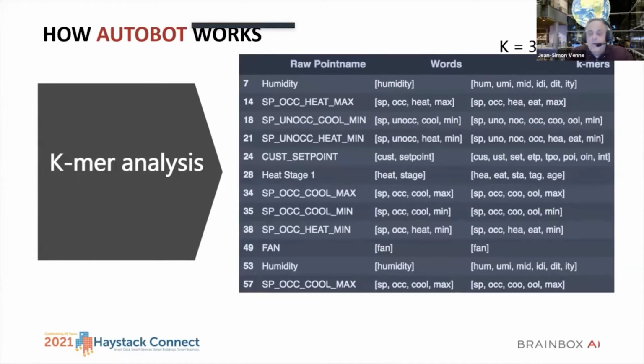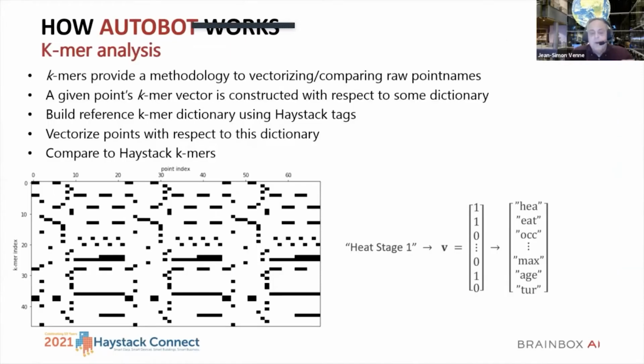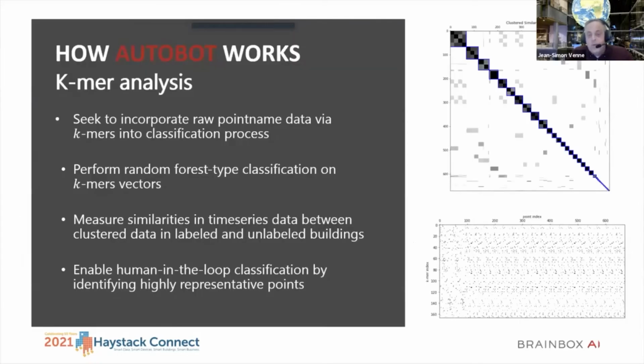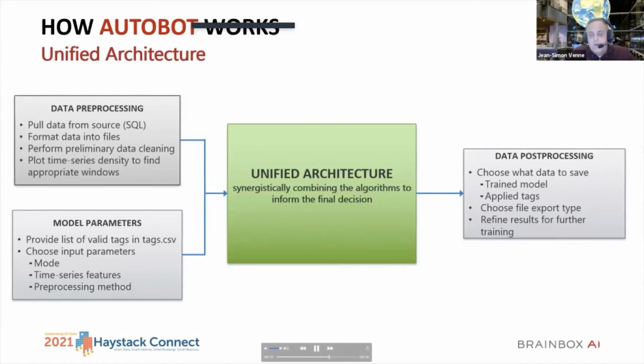It's that vector that we will use as a comparison base, referring to a Haystack tag dictionary. We will basically try to rebuild what tags we should put to that vector. To do so, we are using a random forest classification system, which narrows the search in each of the vectors to eventually give us all of the tags that we should put. This is part of a unified architecture, composed of what I just showed you in terms of the K-mer decomposition and also the random forest classification system.